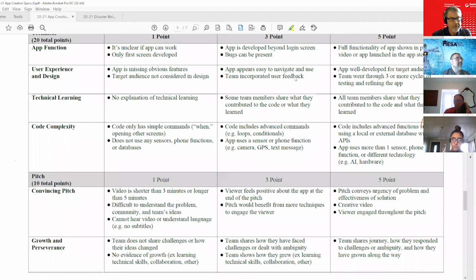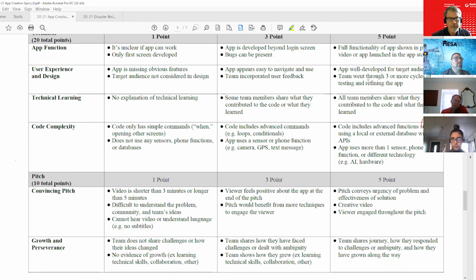So is it easy to navigate? Is it easy to use? Right? Is it well developed for the target audience? Right? If you're developing something for 3 to 5-year-olds, but you're using language and things in your app that are really only understood by people in high school or higher, then you didn't develop it for your target audience, right? So those kinds of things are important to remember.